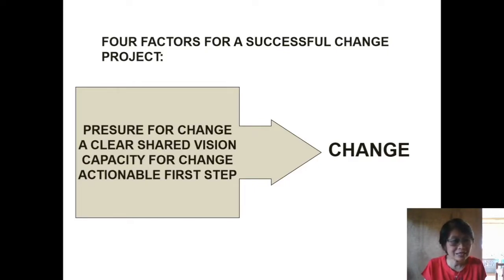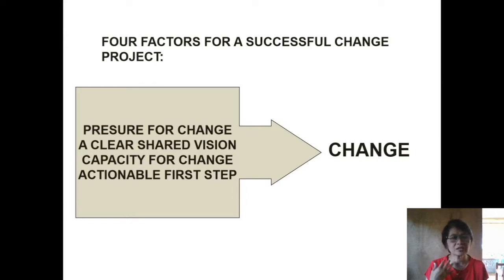And then the next one is the capacity for change, the resources to use for the change. And the last one is what should be the first step that you're going to do? Even just the first step, because if you be wrong in the first step, then how much more for the other steps in the whole change process?